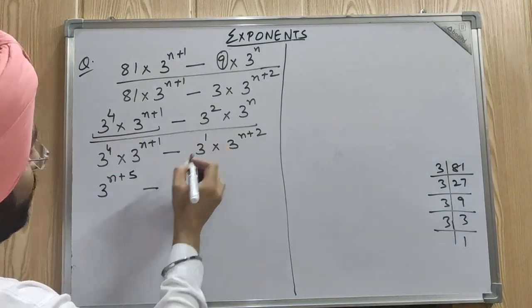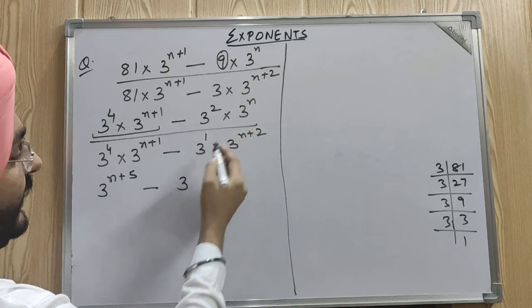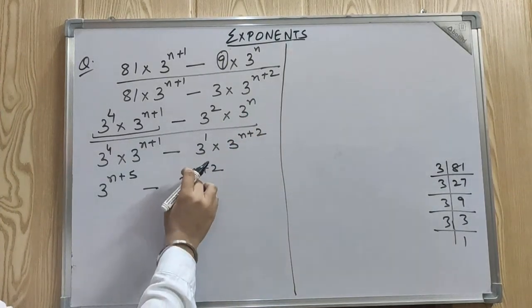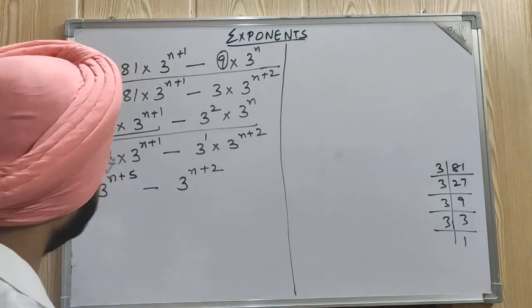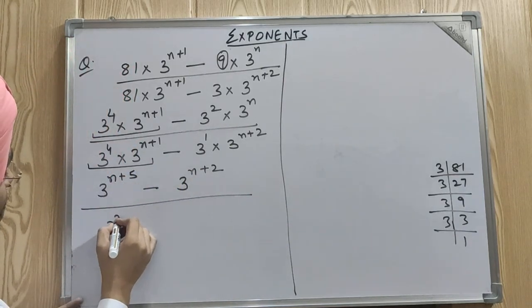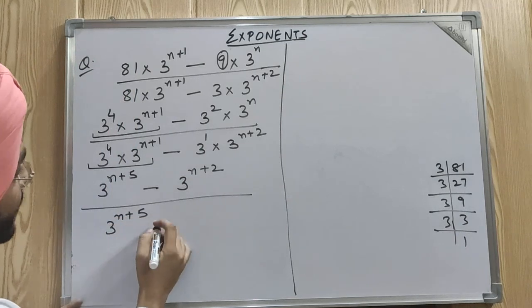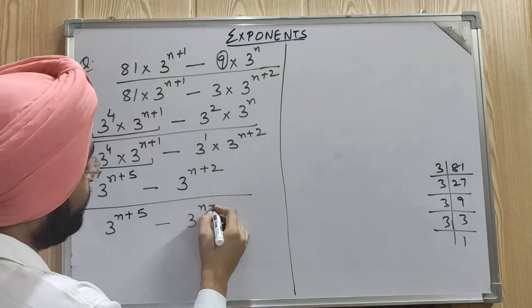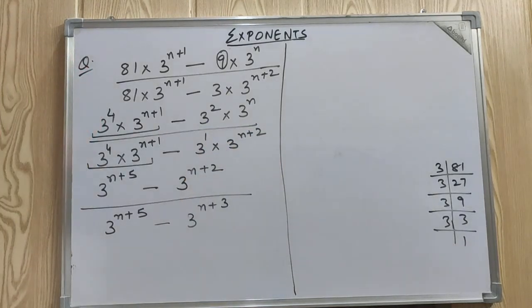Minus, again here, base same, powers will be added, but I can write n plus 2 or 2 plus n. Always write n first, it will be easy for you. Coming to the next, here again same, it will become 3 raised to the power n plus 5 minus, okay, n plus 2 plus 1, that will become what? n plus 3 here.